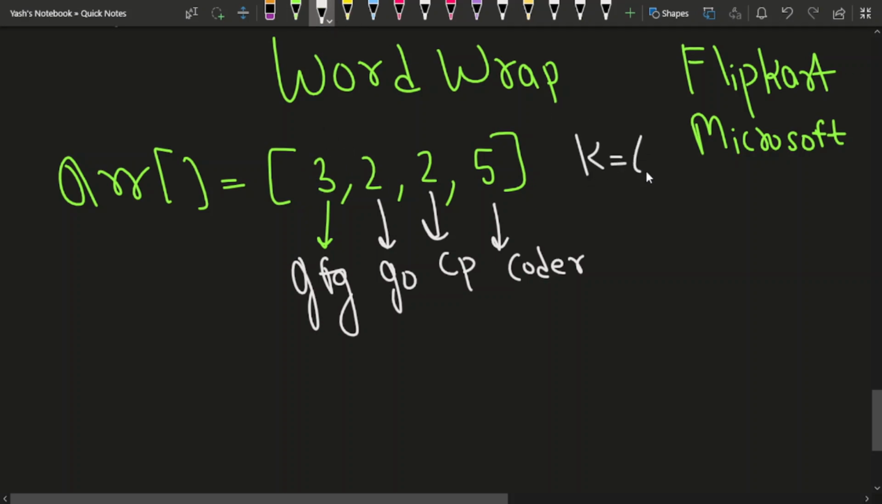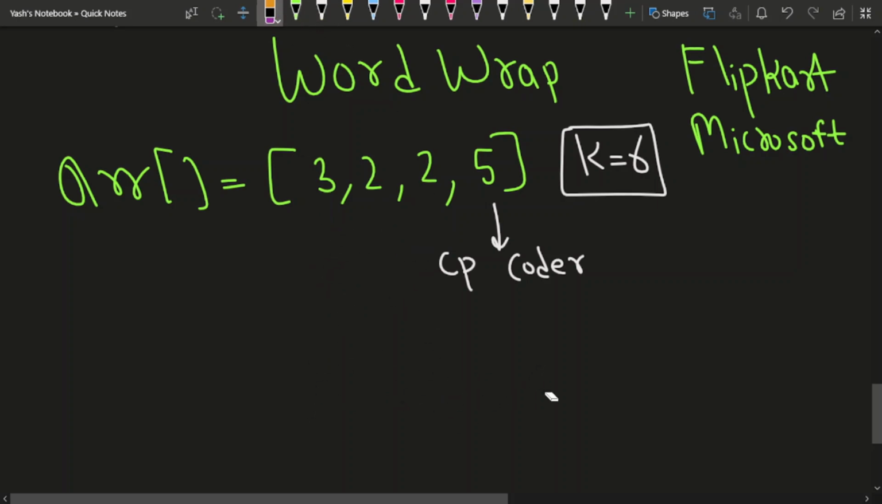The k value is what? Here the k value is 6. It denotes how many characters you can have in a particular line. Now what you have to do in this problem is find the minimum cost. Now what does it mean by finding the minimum cost?